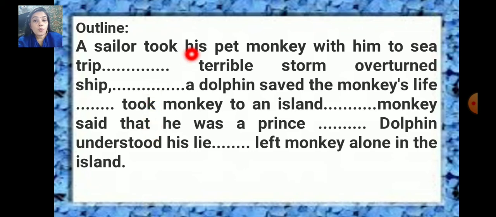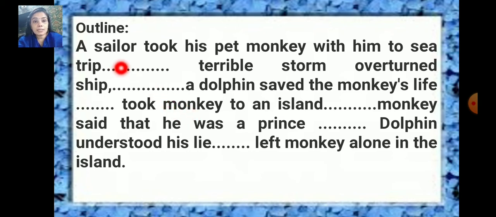So, what is the story about? This is a story about a sailor and the pet monkey. And who are the characters here? There is the sailor, the monkey, then the dolphin, right? Sailor, monkey and the dolphin. And what is that story? Where has the story started?